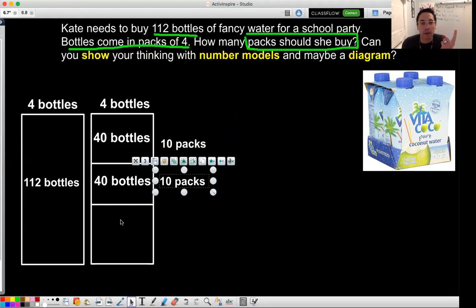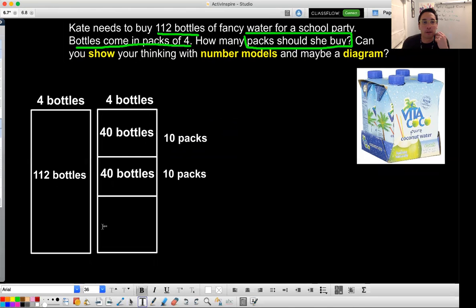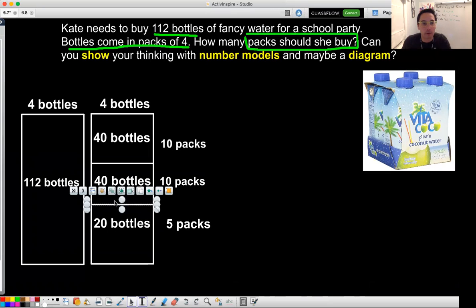80, 90, 100, 110, 112. So now I still have 32 bottles that I need left. Can I do that with 4s? Well, I can't do a 10. So what if I did a 5? I get 5 more packs. 4 times 5 would be 20 bottles. Okay, not bad. Still not exactly what I'm looking for, but I'm getting closer.